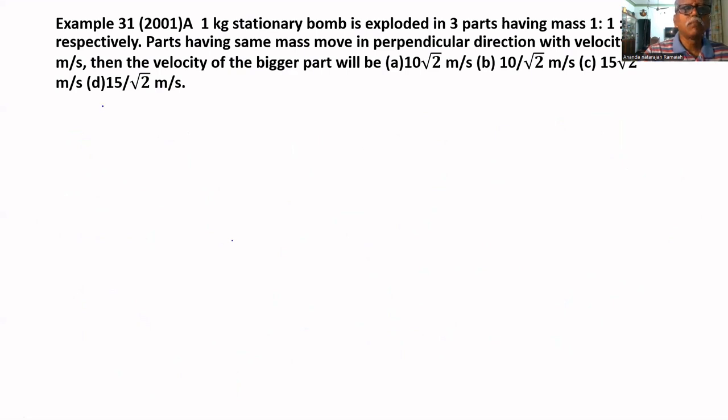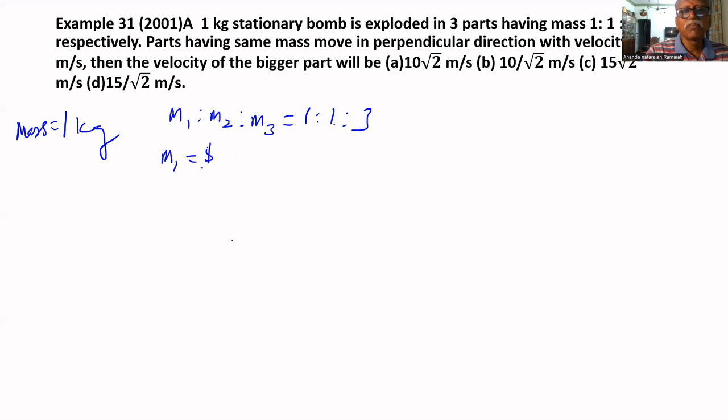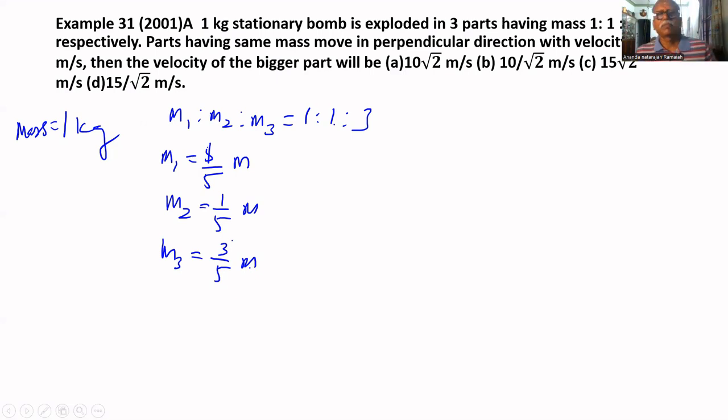A 1 kg stationary bomb, mass equal to 1 kg, exploded into 3 parts, M1, M2, M3. That is equal to 1:1:3. So M1 equal to 1 by 5 M, M2 equal to 1 by 5 M, M3 equal to 3 by 5 M. So, the stationary bomb is exploded into 3 parts having mass 1:1:3 respectively.